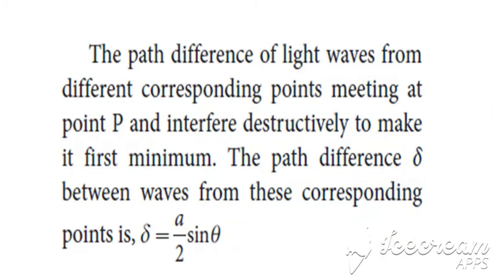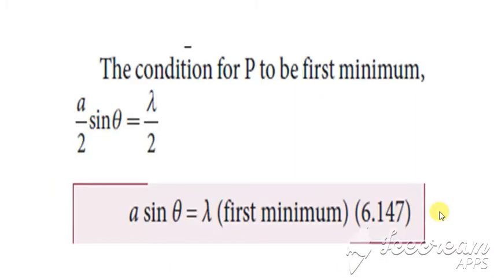Next we have the condition for P to have the first minimum. For the first minimum, the condition is that delta is equal to lambda divided by 2.